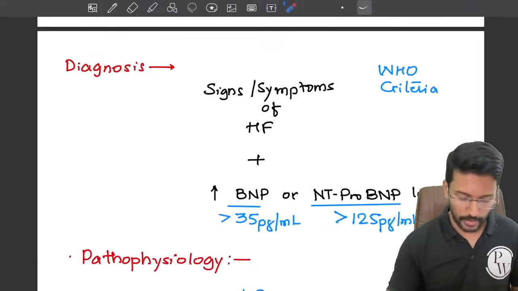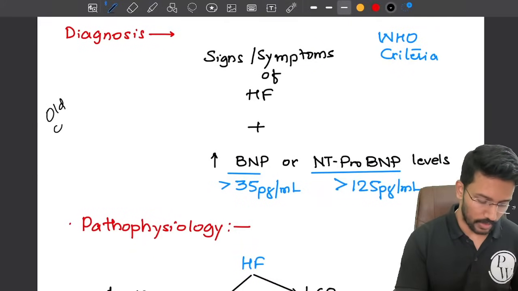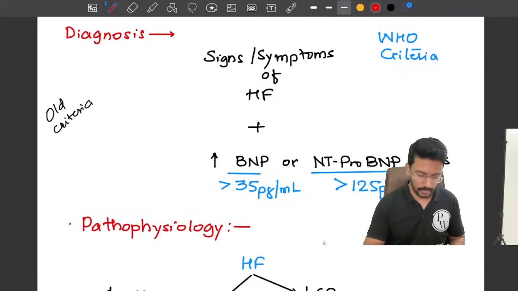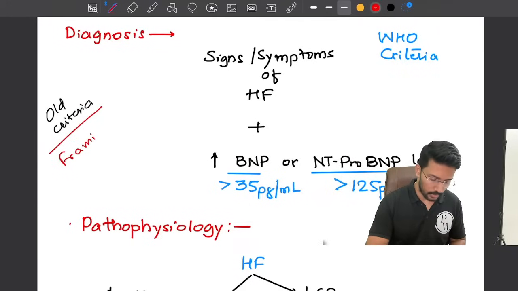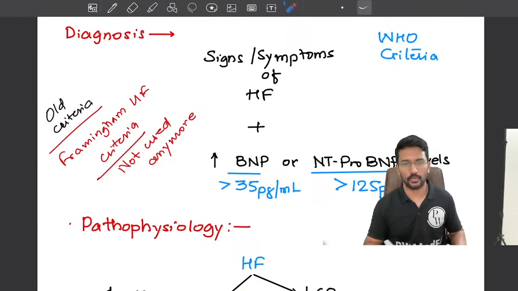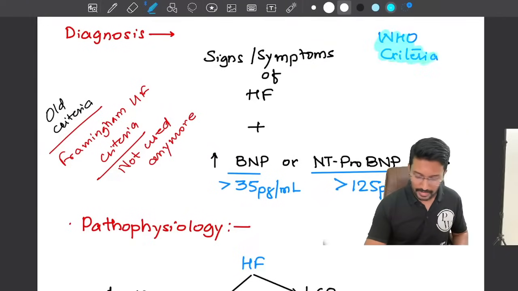Okay. Now, how to diagnose heart failure? Earlier, we had a criteria for heart failure called the Framingham heart failure criteria, which we no longer use. This is not used anymore, but I want you to remember the name because sometimes they do ask you the name of the diagnostic criteria. Okay. Now, the current criteria that we follow is called the WHO criteria.